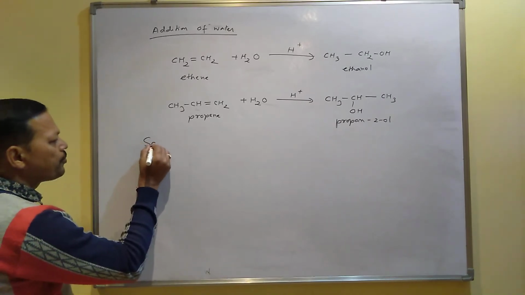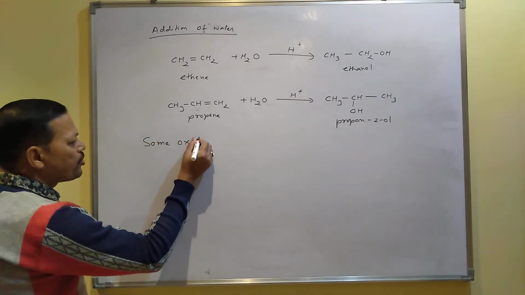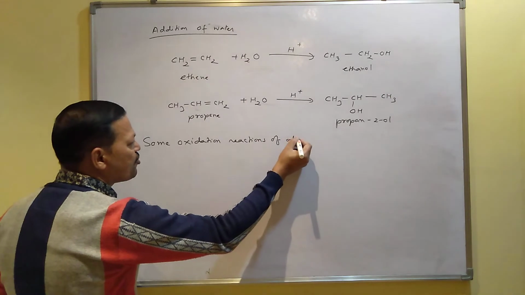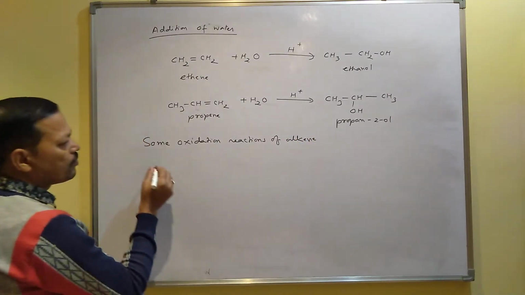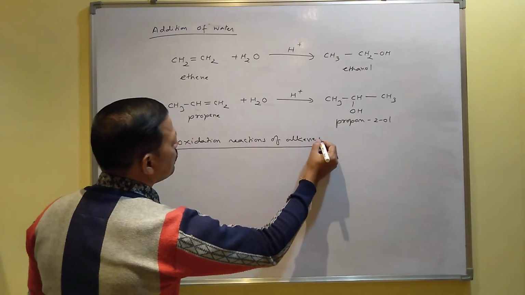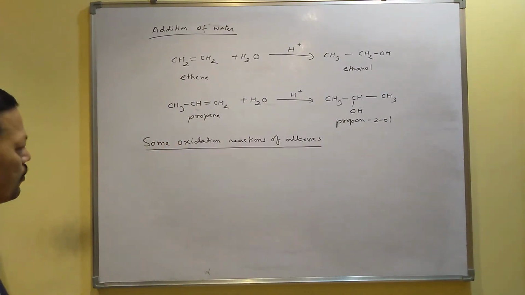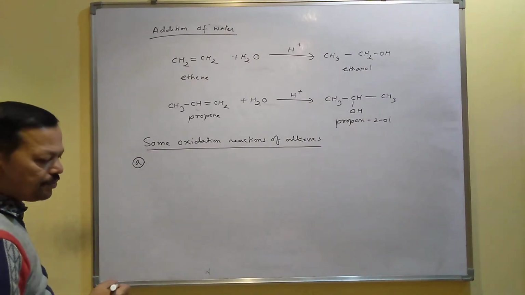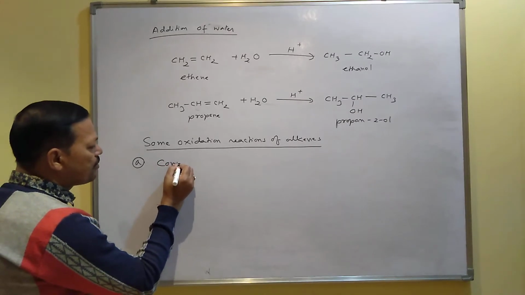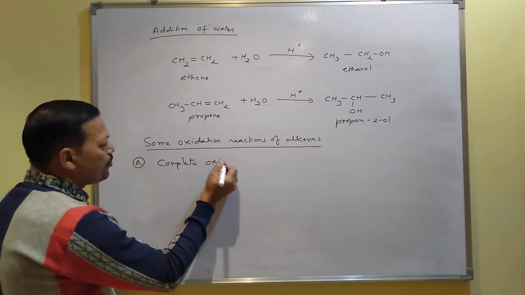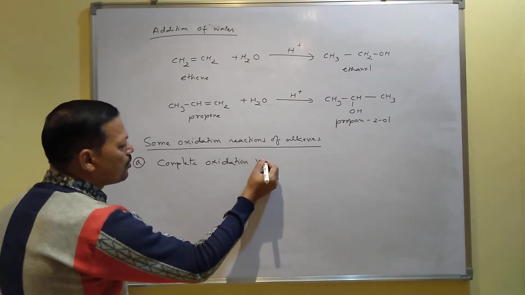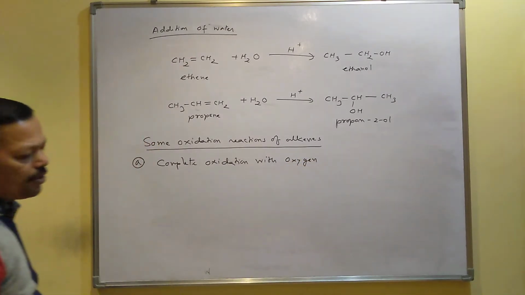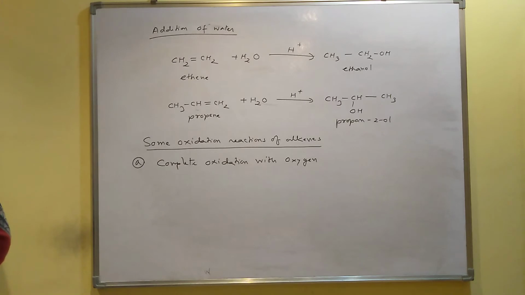Now we will do some oxidation reactions of alkenes. There are different types of oxidation. Number A, complete oxidation with oxygen.